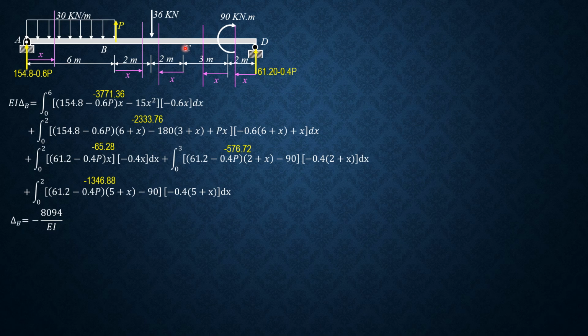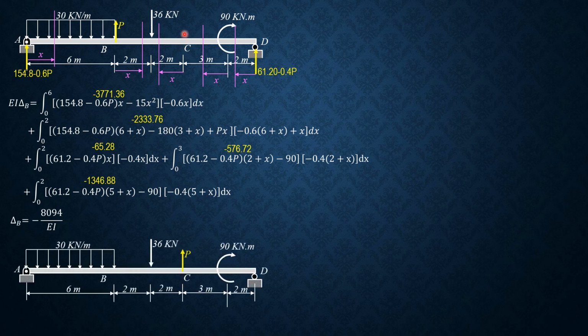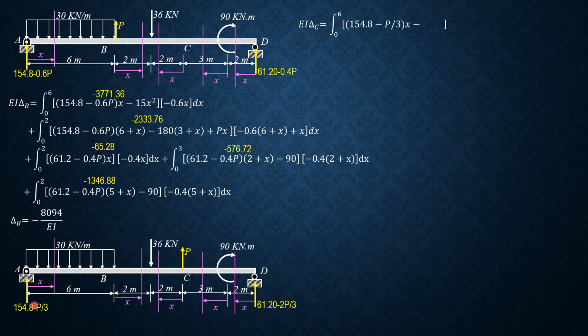Then the deflection at C. We have the beam, and P this time is at C. So the reaction here is 154.8 minus, because P times 5 divided by 15 is 1/3, 154.8 minus 1/3 of P. Then here 61.2 minus 2/3 of P. So by Castigliano's second theorem, EI delta C is equal to the integral 0 to 6 of 154.8 minus P over 3 times x minus 15x squared. The derivative with respect to P is negative x over 3 dx.